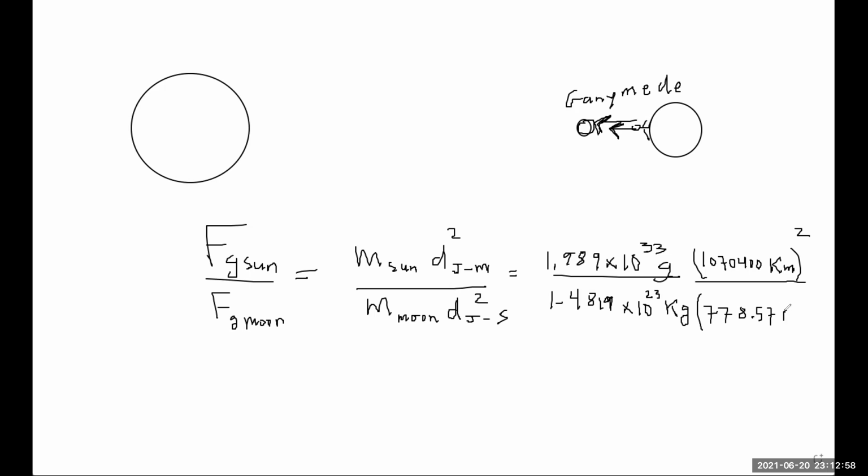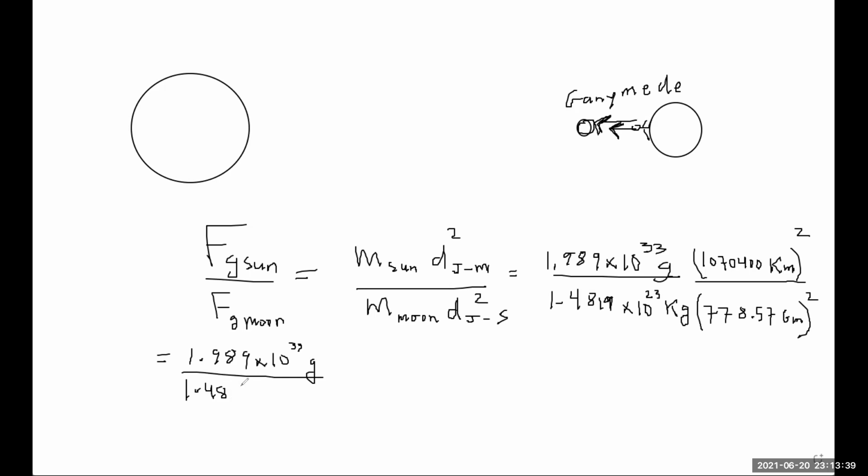Gigameters, then squared. Part of the difficulty is with all these kilos, grams, kilometers, gigameters. So to do that, it's better just to make everything the same. For example, we can keep this one as grams. So write 1.989 times 10 to the 33 gram.